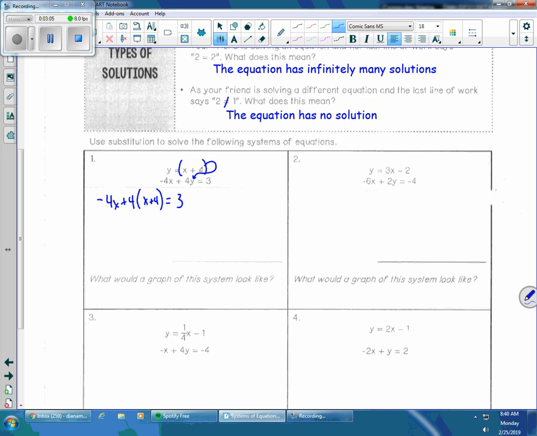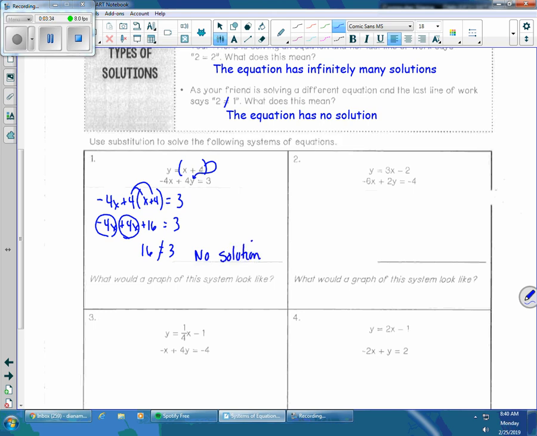So now I have parentheses, so I've got to distribute to remove them. So I'll have negative 4x plus 4x plus 16 equals 3. Negative 4x plus 4x, I'm going to combine those like terms, and that's 0. So I'm left with 16 equals 3. Well, 16 does not equal 3. It's not a true statement, so there's no solution to this system.